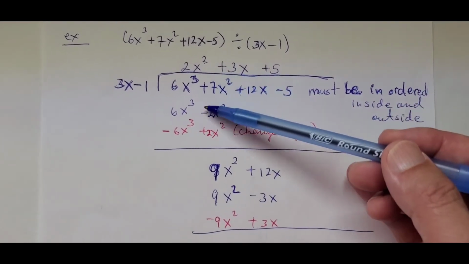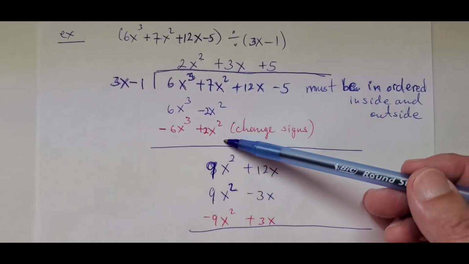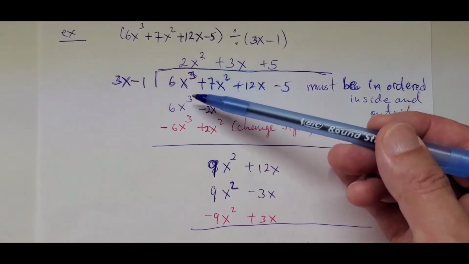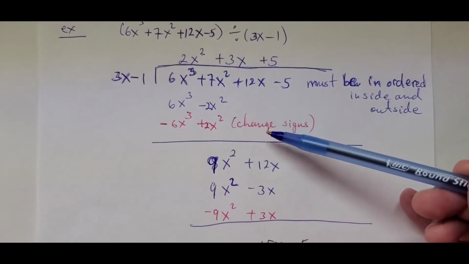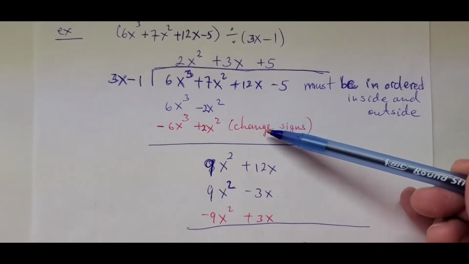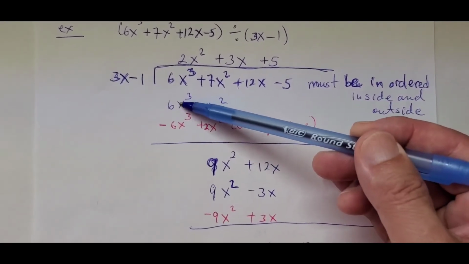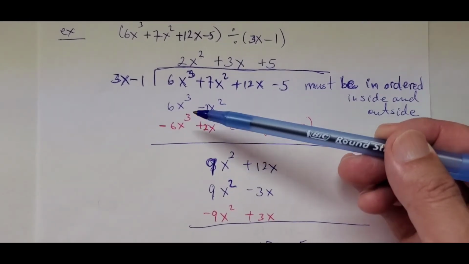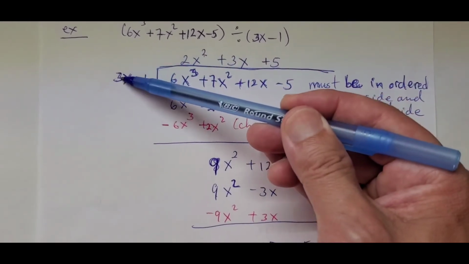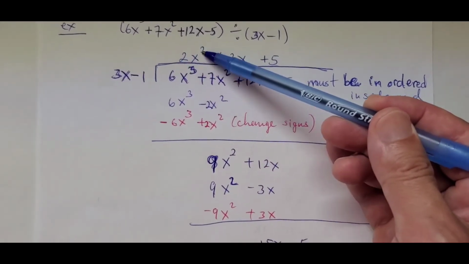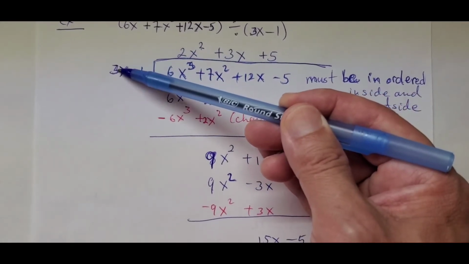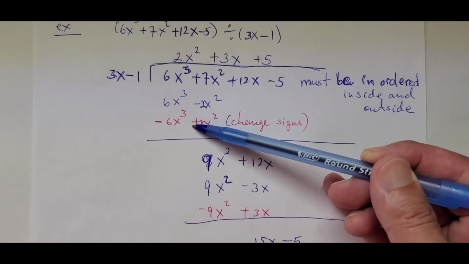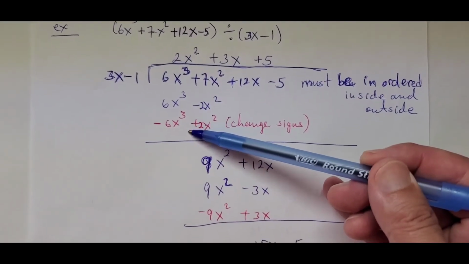Now after you multiply, you must change the sign, which I wrote right here. Change the sign, so plus becomes minus, minus becomes plus. After you multiply 2x squared by this polynomial, make sure you change the sign. Remember to change the sign.